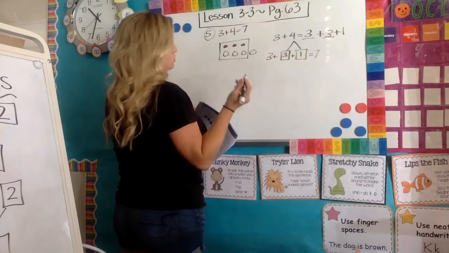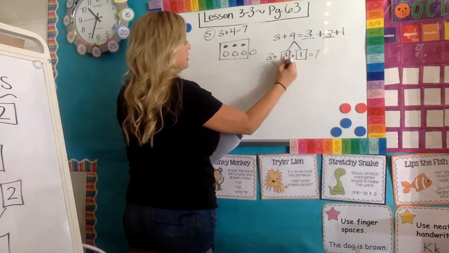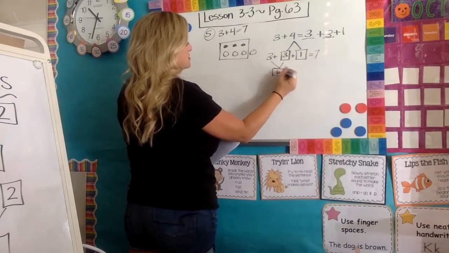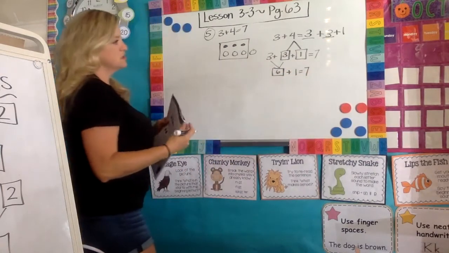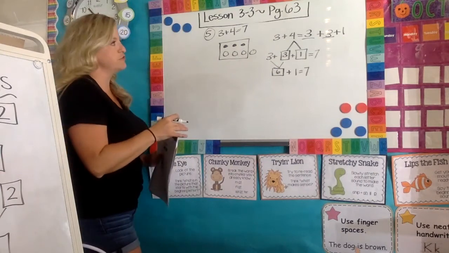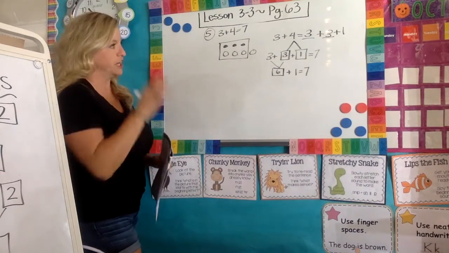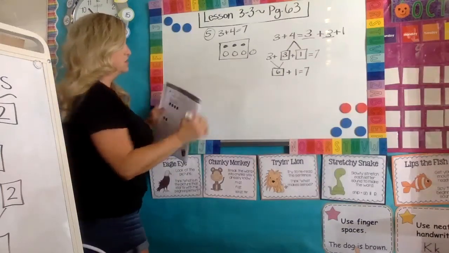You could do it that way. You could also say, oh, I know 3 plus 3, this number bond is 6. And the 1 drops down. 6 plus 1 equals 7. So there's a lot of different ways to do that. If this is confusing for you, rewind it and watch it again. I think it's just going to take a lot of time and a lot of repetition to truly get it.